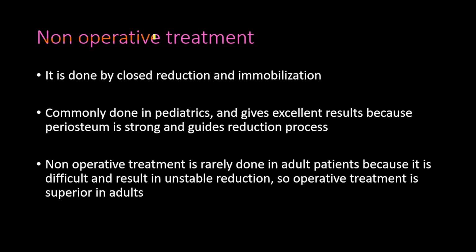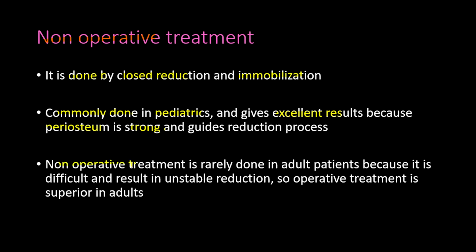Now let's talk about the treatment of the radial and ulnar shaft fractures. So we either have an operative treatment or a non-operative treatment. So non-operative treatment is done by closed reduction and immobilization of the fracture. And non-operative treatment is commonly done in pediatrics, and it gives an excellent result because the periosteum in the pediatric population is strong and guides the reduction process.